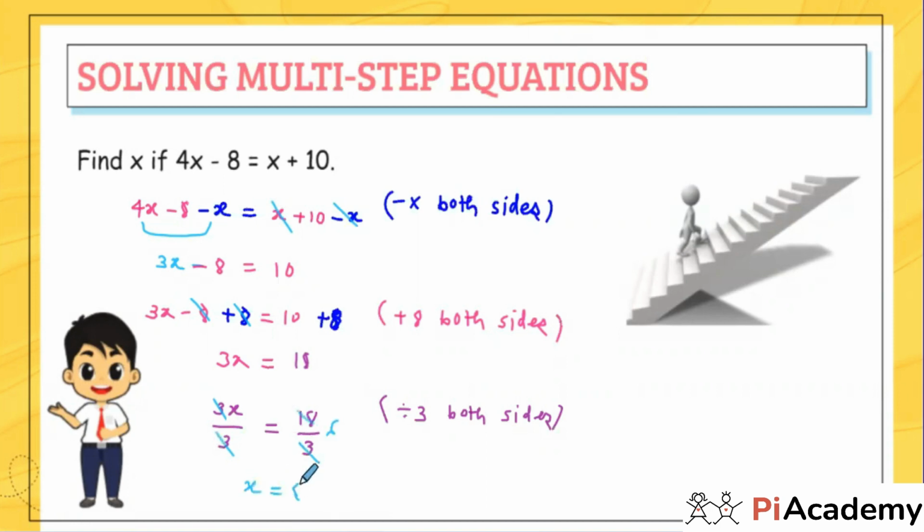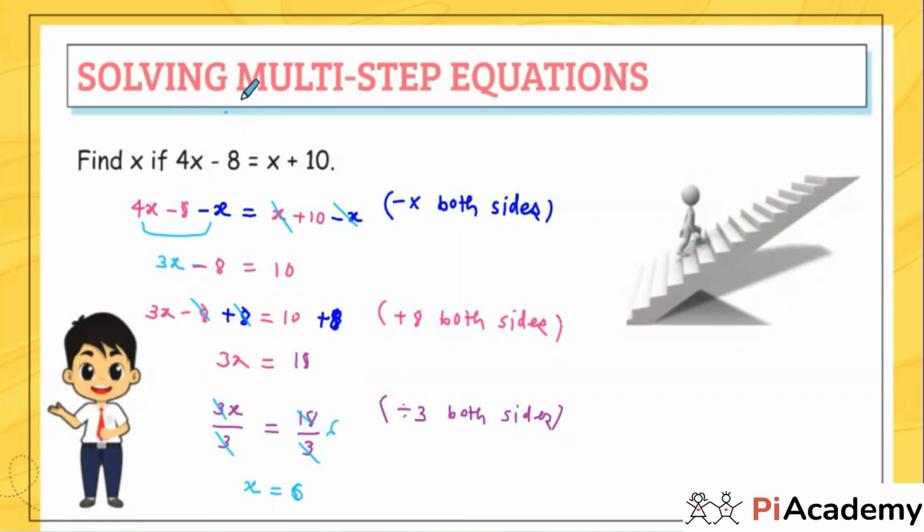As one of our students told us, you can verify as well whether this is correct or not. 4 times 6 is 24, and 24 minus 8 is how much? That is 16. Now you can check the right hand side: are you getting 16? 6 plus 10, yes, we are getting 16. So our answer is correct.